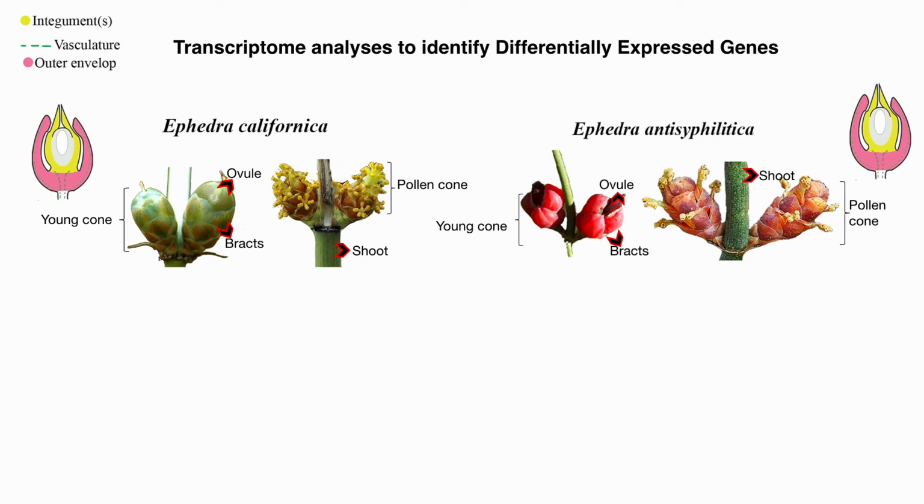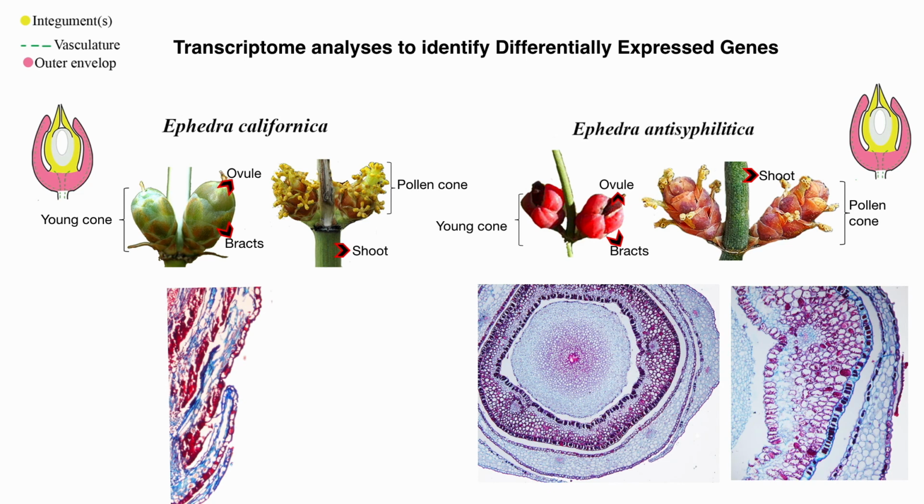And in Ephedra californica, these envelopes remain completely dry as the seed matures, whereas in Ephedra antisyphilitica, they become fleshy as the seed matures. The structural differences between these two species are evident since very early in the development of the ovule. In Ephedra californica, we see that the parenchyma cells forming the bracts are completely compressed and sometimes collapsed, giving them this papery appearance since very early in the development of the ovule.